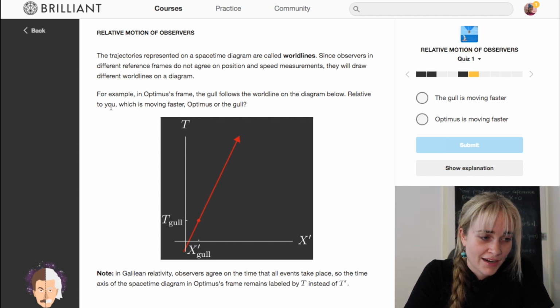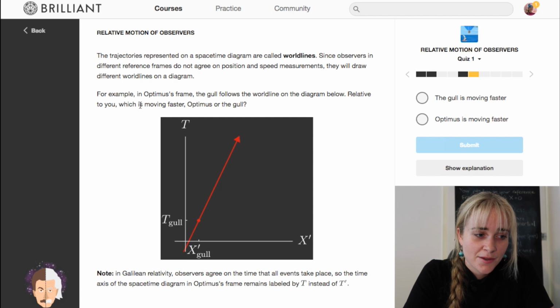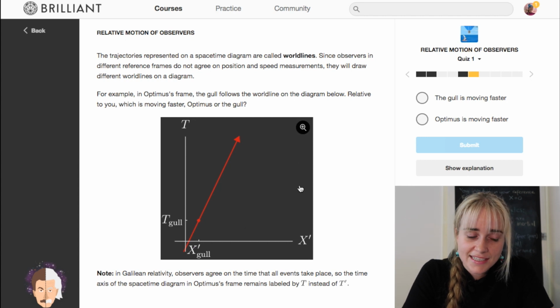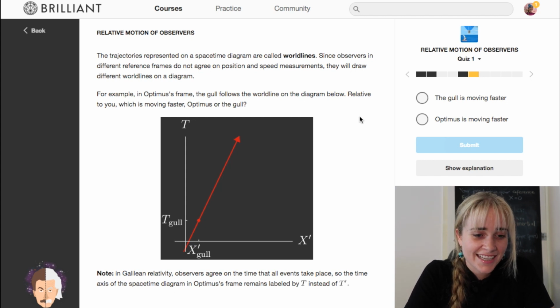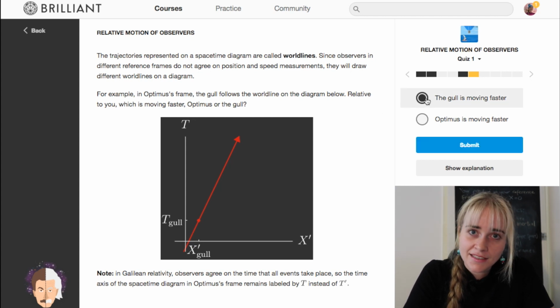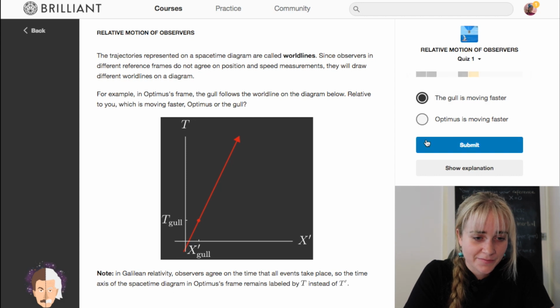If we are on the raft, and this is from the point of view of the guy on the balloon who's moving away from us, which is moving faster, the guy on the balloon or the seagull? Now we can actually tell the answer just from looking at this diagram here, even though it doesn't seem like we've got much information, and the answer is that the gull is moving away faster.